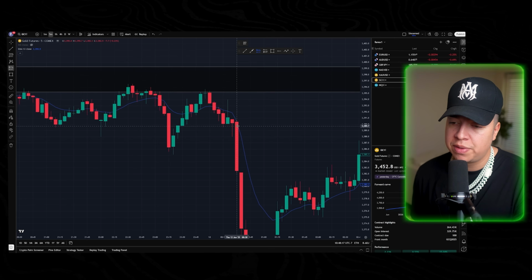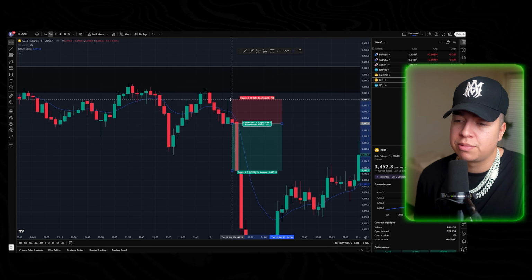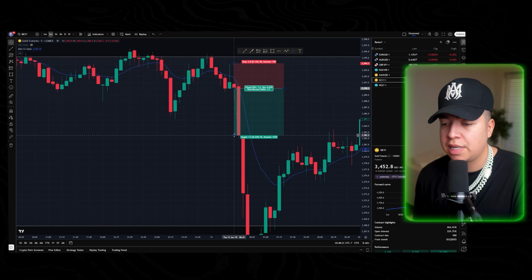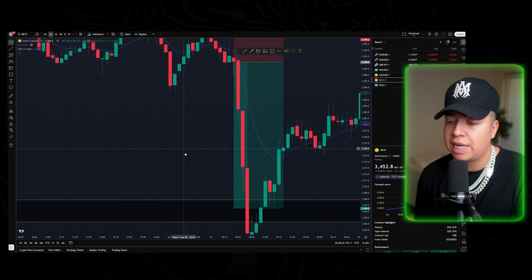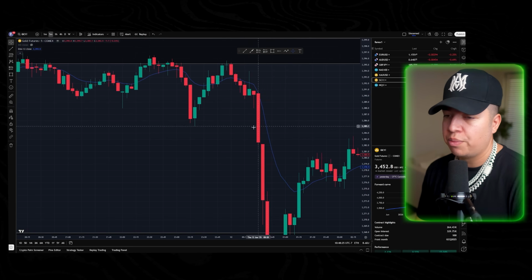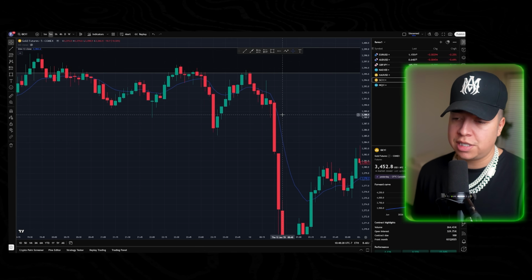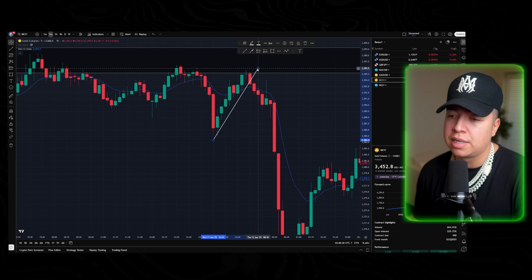One-to-one strategy, perfect right here. We didn't even go over the one-to-one strategy. Look at that, perfectly all the way straight down to the next support zone. These zones will make you profitable. I don't care what strategy you're trading, right? We have a trend line, breaking that.